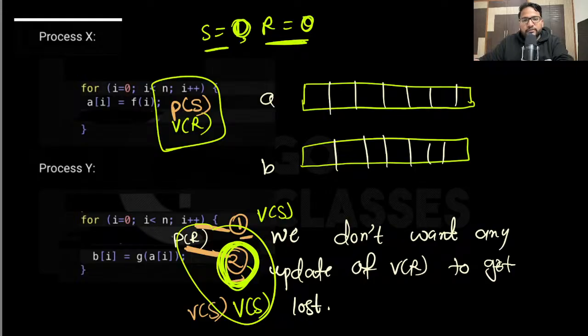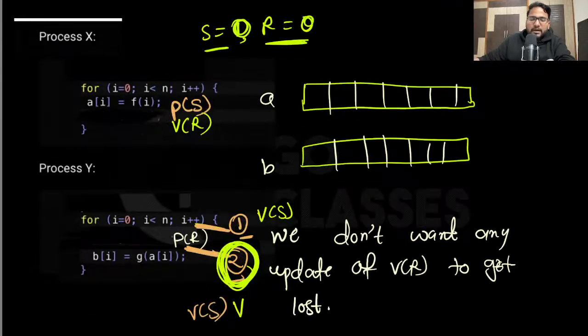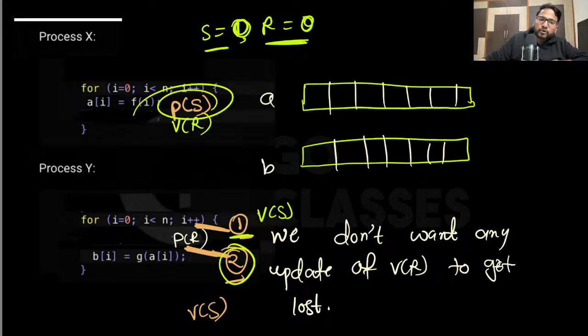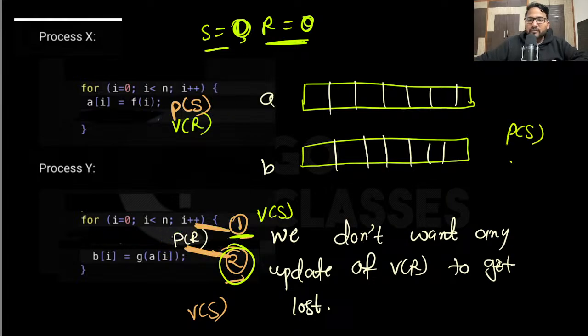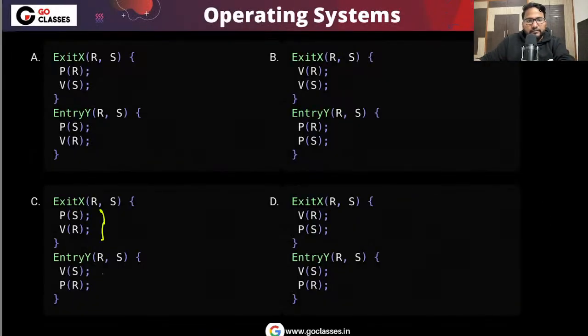So it must be at place number 1. If it is place number 2, then obviously the P and P... sorry, that was a slip of tongue. So basically, I'm saying it must be at place number 1 only, right? Because if it is place number 2, then P and P both will get stuck, right? So basically, it is PS VR and then VSPR. Okay, so C is the answer here.